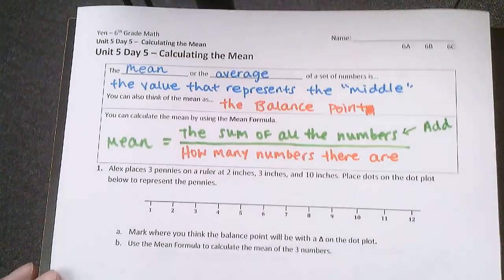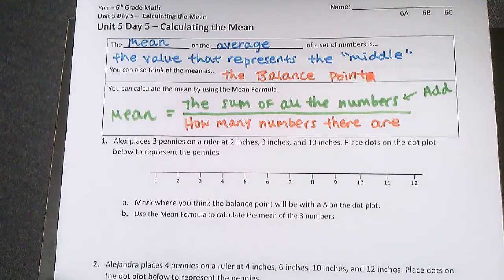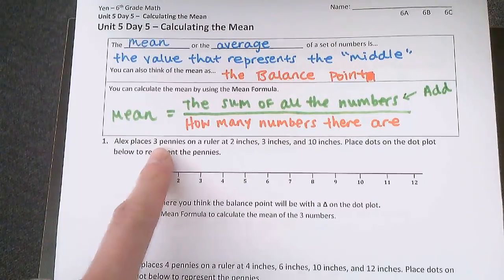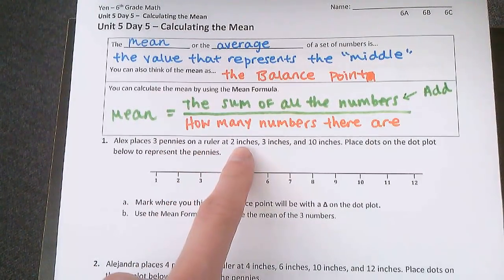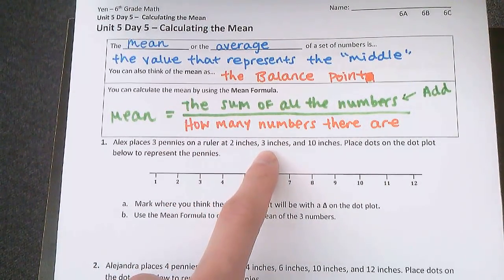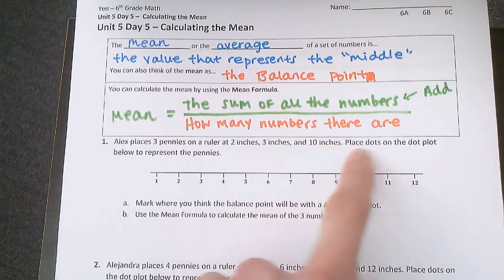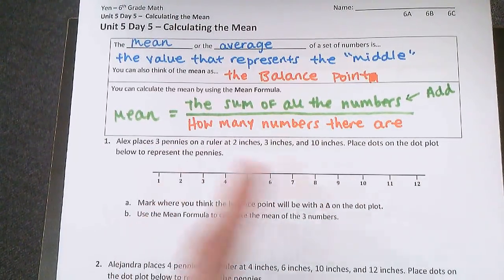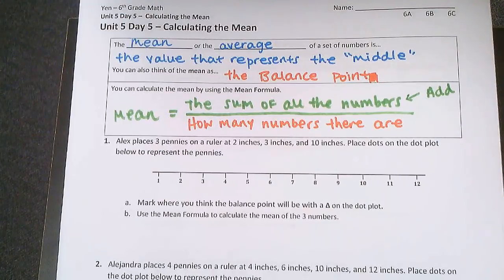All right, let's put that into action. Let's read problem number 1. Alex places 3 pennies on a ruler at 2 inches, 3 inches, and 10 inches. Place dots on the dot plot below to represent the pennies. So let's do that first part.